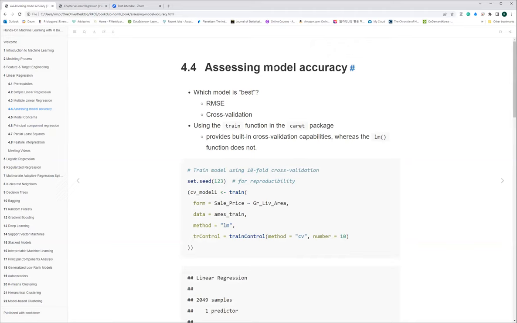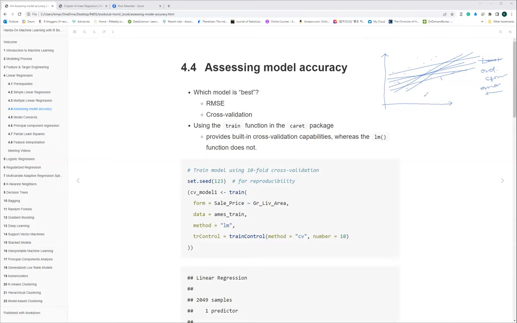So in 4.4, the book talks about how we can evaluate model accuracy, which means how we can obtain the best model. So which model is the best? Because as we covered last time, whenever we have some patterns like this, there is an infinite number of possible regression lines, with some error term, like the ordinary least squares.